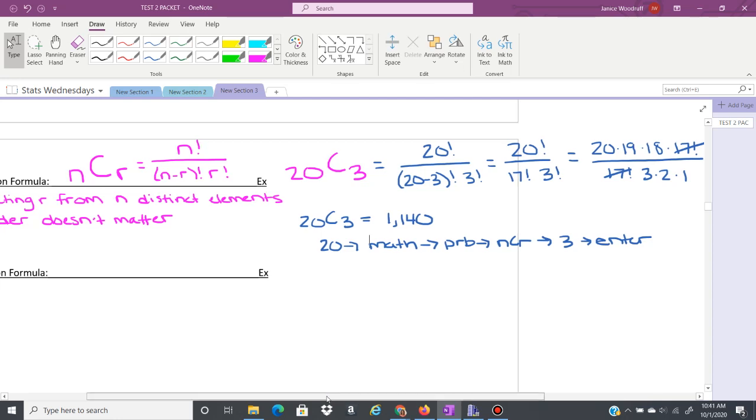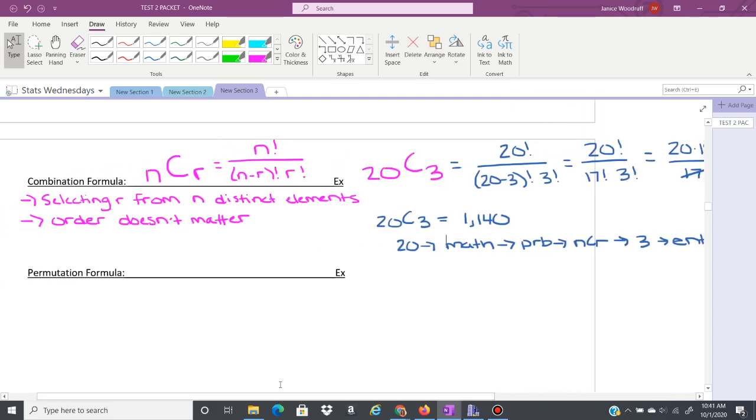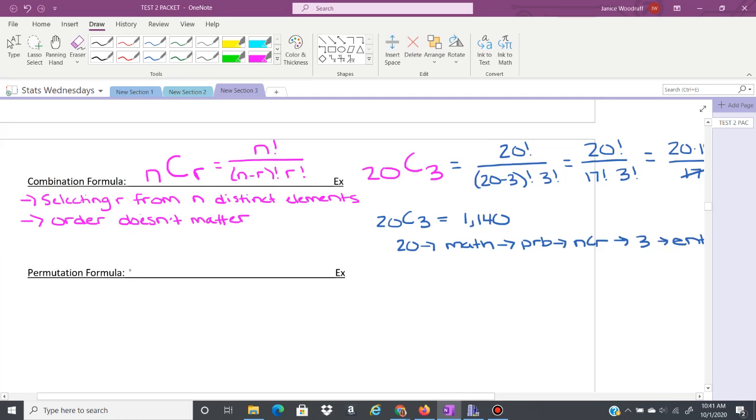Okay, then the last formula we have here is the permutation formula. So the permutation formula is slightly different. Okay, it's NPR, and it's going to look like this: n factorial over just n minus r factorial. Okay, so there's no extra r factorial like there is in the combination formula.